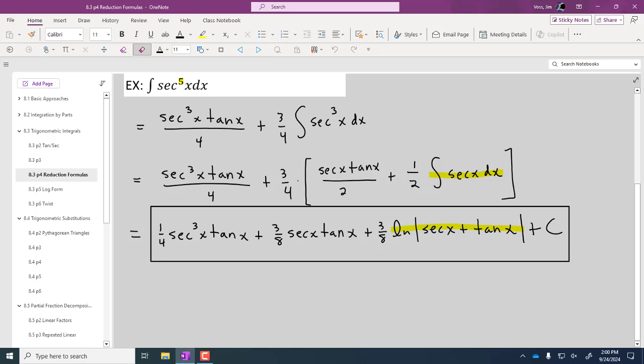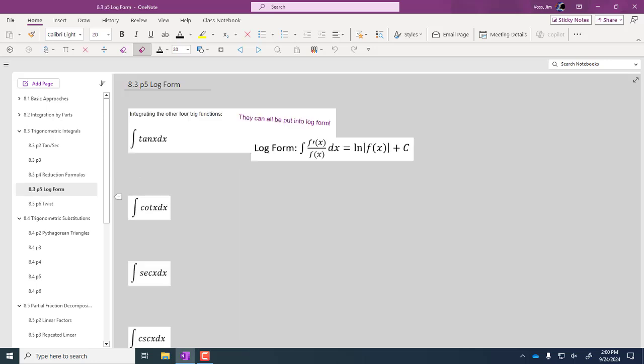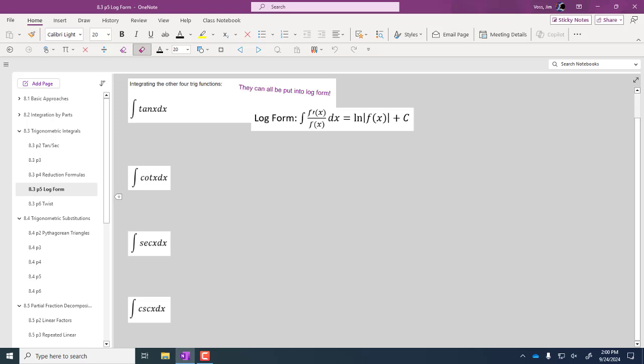And I wrote down that antiderivative for secant, which I doubt anyone in here knows off the top of their head. So the antiderivative for secant is the natural log of secant plus tangent. So let's talk about that, and let's talk about the other trig functions, antiderivatives, for all the antiderivatives other than sine and cosine.